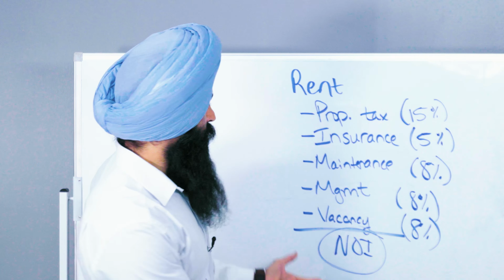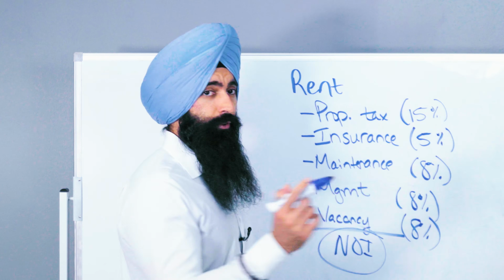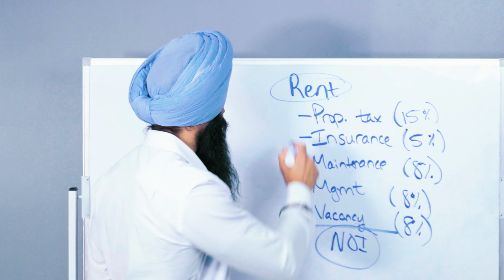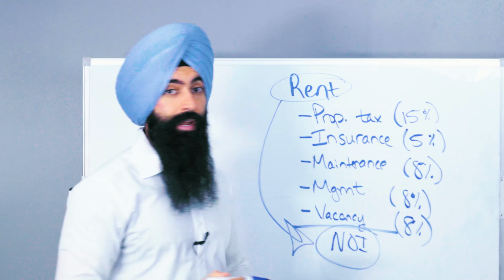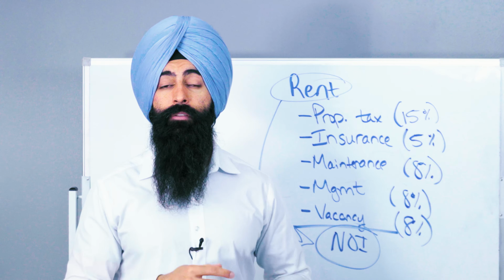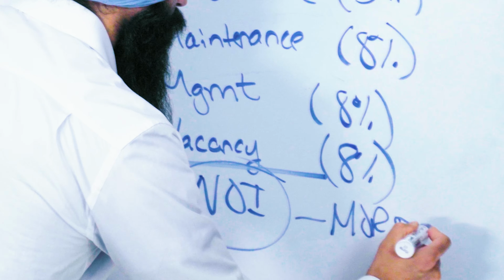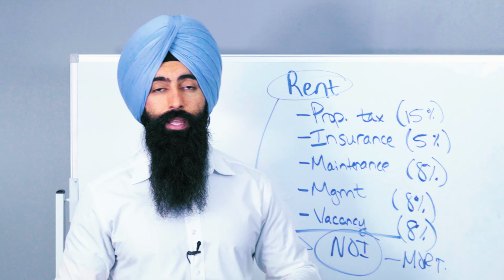And essentially what this is telling you is if you take your rental income and cut it in half, that gives you your net operating income. Now you might be saying, well, Jaspreet, what if I have a mortgage? What if I have debt? This is where you would now subtract your mortgage after the net operating income.